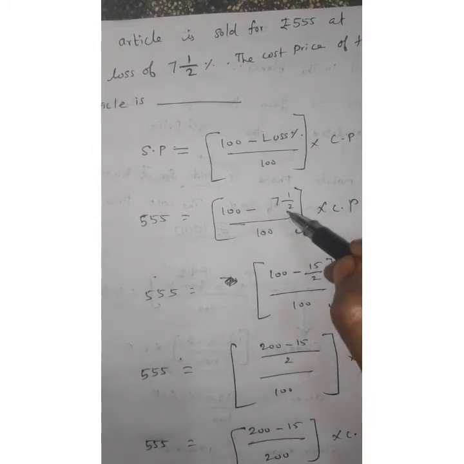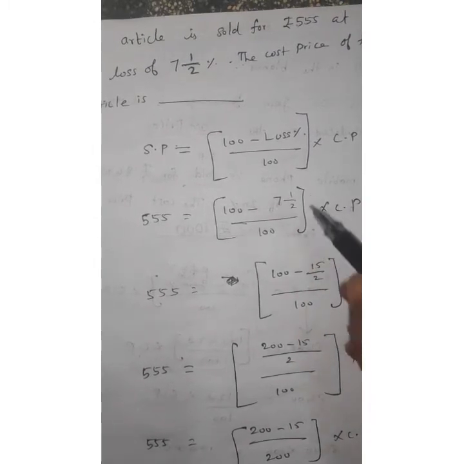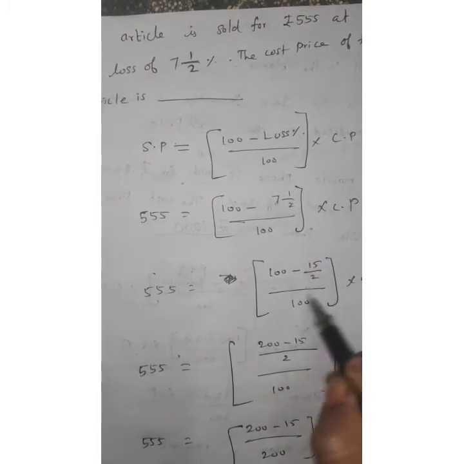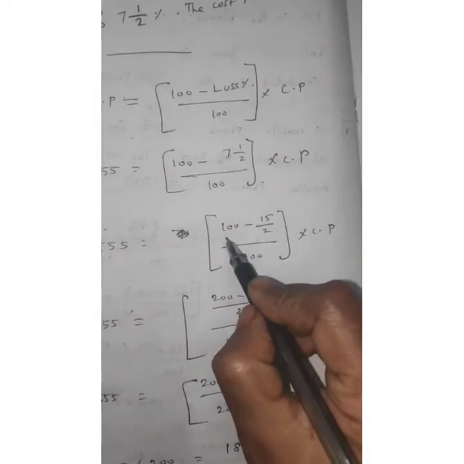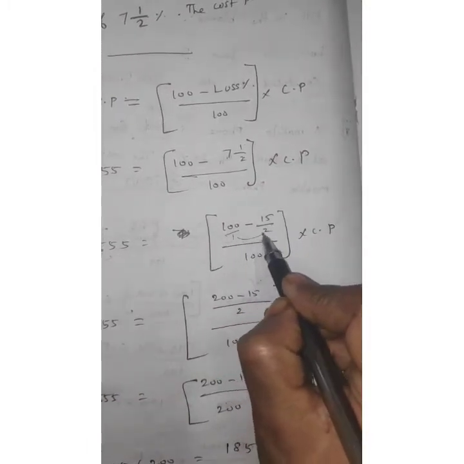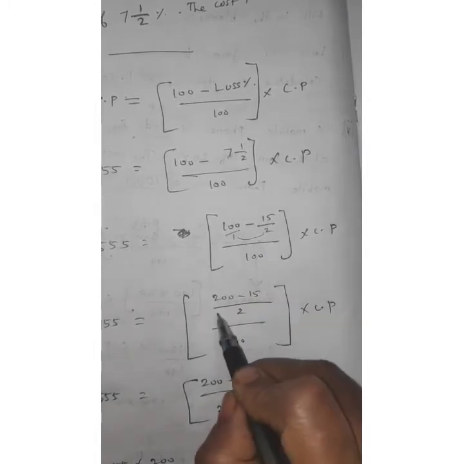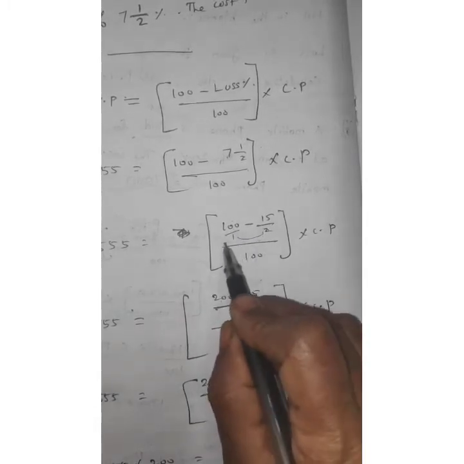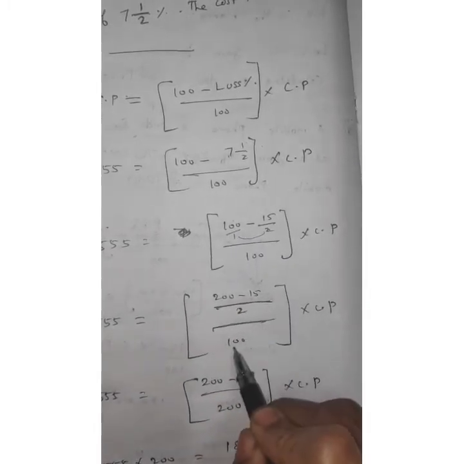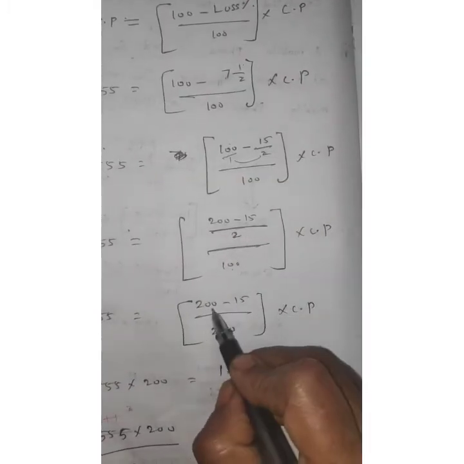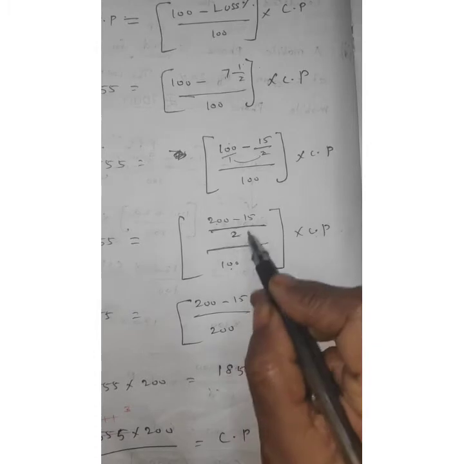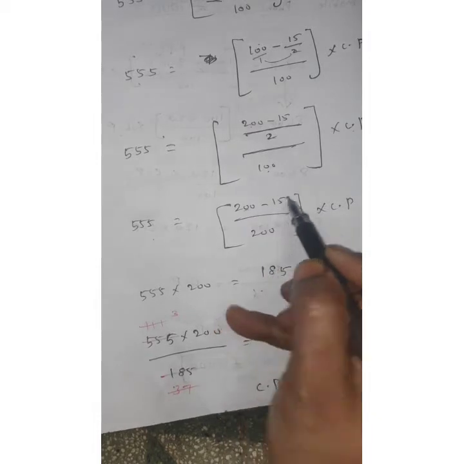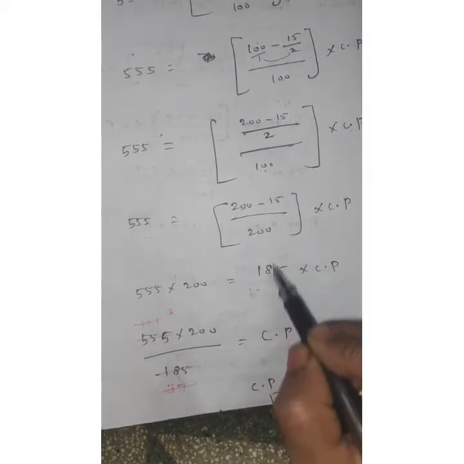See this step very carefully. The given fraction is a mixed fraction, so change it into an improper fraction. 100 minus 7: 2 sevens are 14 plus 1 is 15 by 2, divided by 100 into CP. Now the denominators are different, so do the cross multiplication: 2 into 100 equals 200 minus 15, divided by 200 into CP. Now 555 equals 200 minus 15 divided by 200 into CP. Minus gives 185.